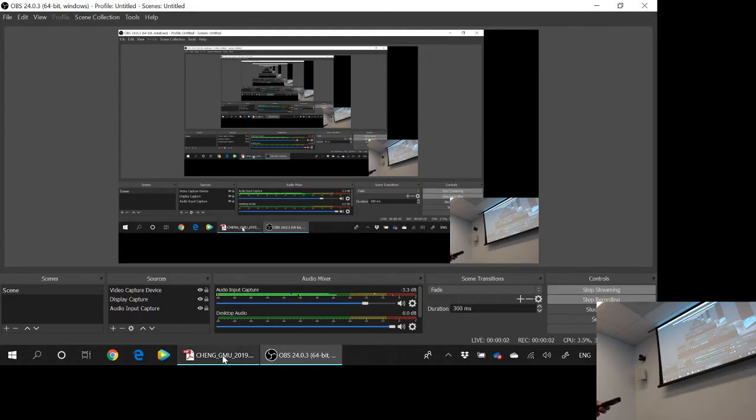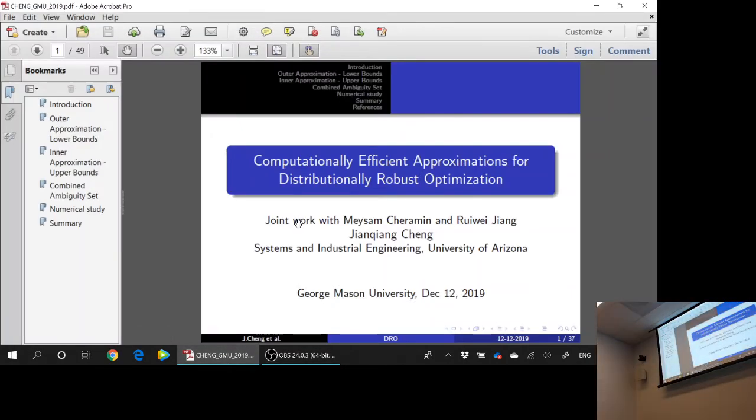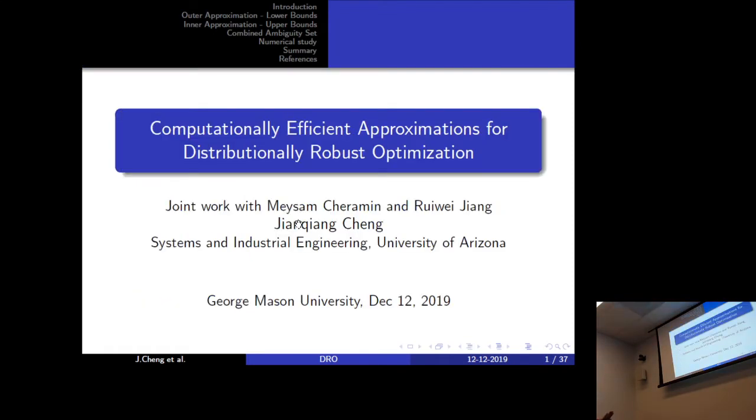Screen. Yeah. Sorry. No. Yeah. Try this. Okay. This side. It's a little better. Yeah. It's a little better. Okay. Sorry for this technical issue.